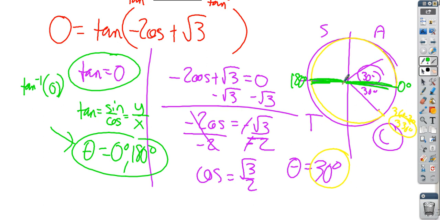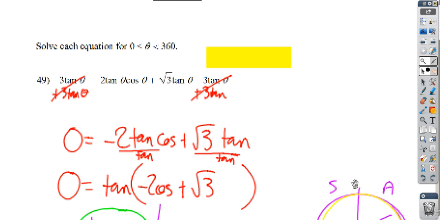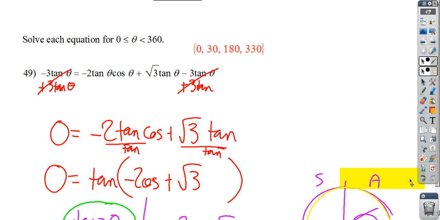So 0 and 180. And another way of thinking about this is because tangent is sine over cosine, the only time this is going to be 0 is when sine is equal to 0. Sine is the y-coordinate, so where does sine equal 0? It equals 0 right here, because that y-coordinate is 0, and it equals 0 here. That's another way you can tell. So we have 0, 180, 30, and 330, which is 4 solutions. So 0, 30, 180, and 330, there's how it works.